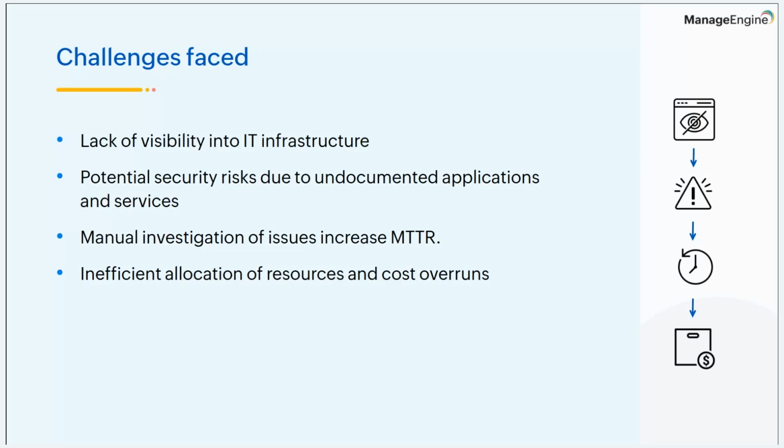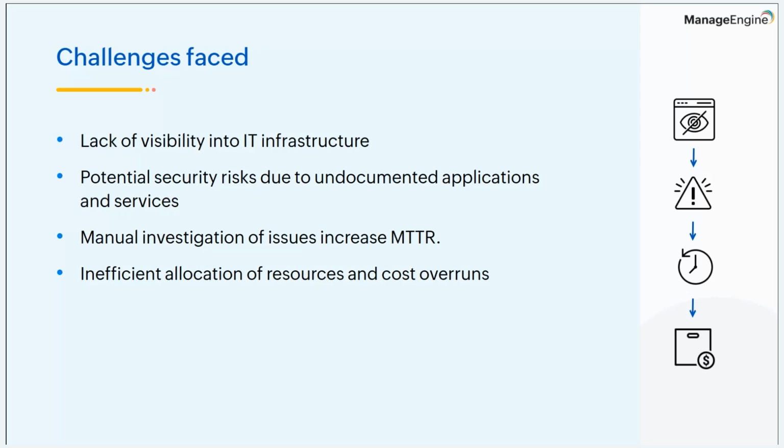The challenge is mainly that IT teams rely on manual tracking of application servers and dependencies, and it becomes unmanageable as environments grow, especially in multi and hybrid cloud environments. So you have a lack of visibility into the IT infrastructure. And then you have potential security risks due to undocumented applications and services. This is basically shadow IT, where undocumented applications and services can introduce security risks and compliance violations.